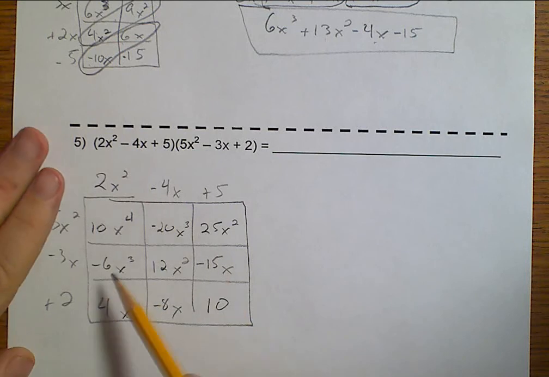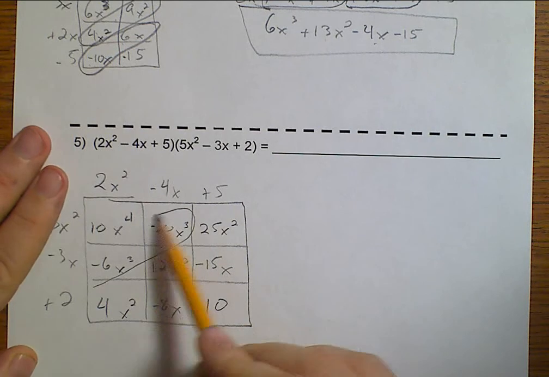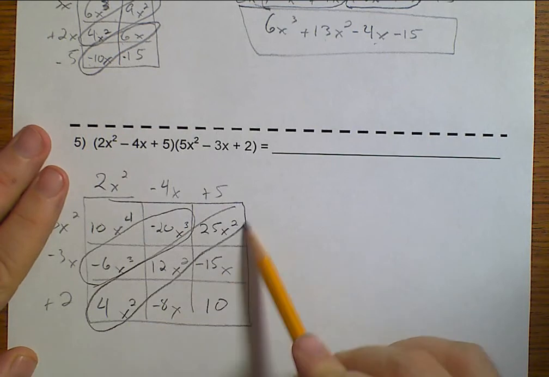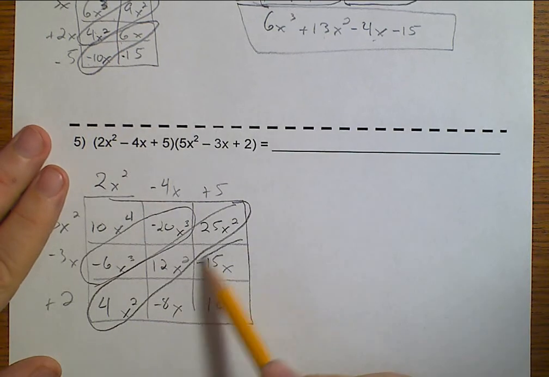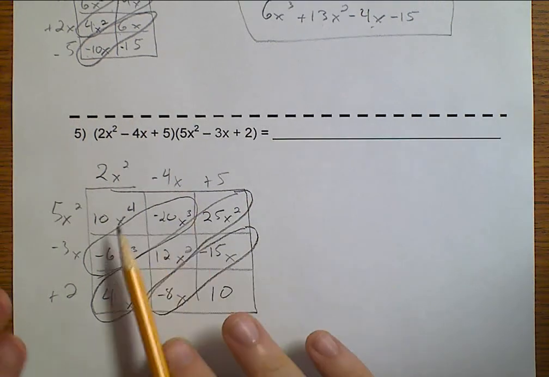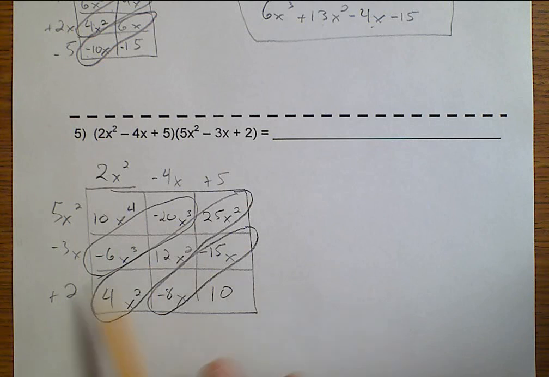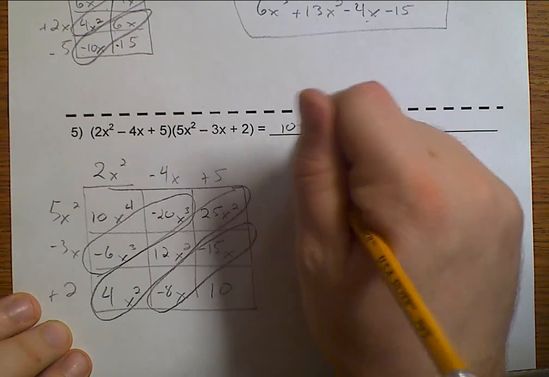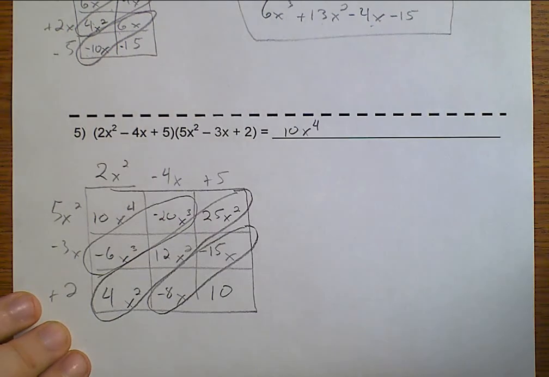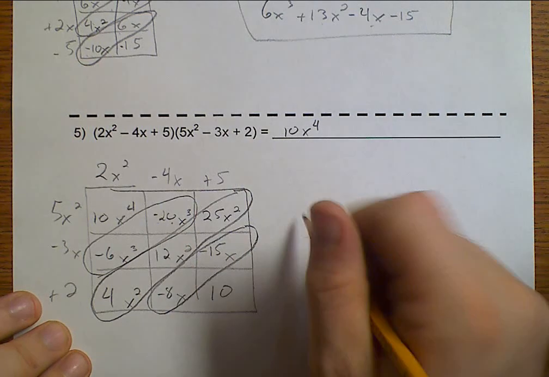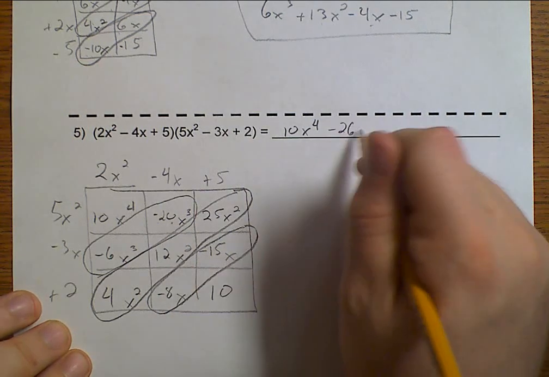Now notice, these two will combine. These 3 will combine. And these 2 will combine. You will always have these diagonals going this way of similar terms. So if we go ahead and combine that, we'll get 10x to the fourth. And then we have negative 20x cubed minus 6x cubed make negative 26x cubed.